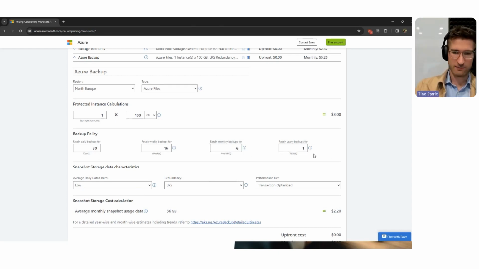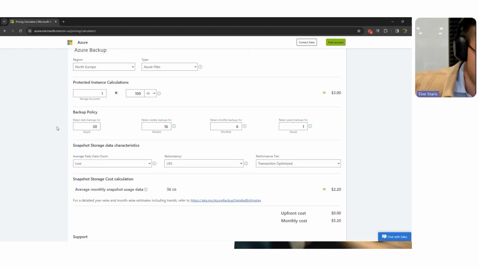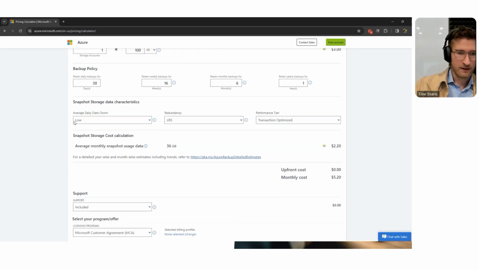Now, this will impact pricing. So if you feel more comfortable with shorter backup retention policies, go for shorter retention policies. These numbers are also on the slides, so you don't have to worry about that. Okay, average daily data churn, keep on low. We won't get into that one.